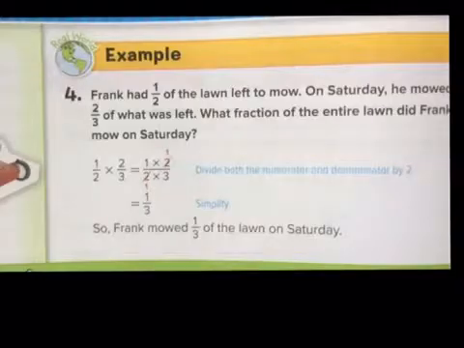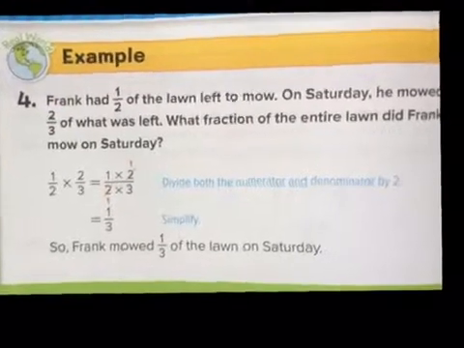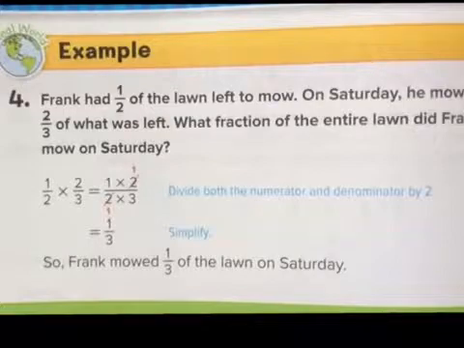Finally, for example 4, we have the word problem. Same skill, but we just have to pick the numbers out of the word problem. Okay? Frank had half of the lawn, the grass, left to mow, cut. Lawn is grass and mow is cutting. So Frank had half the lawn left to mow.